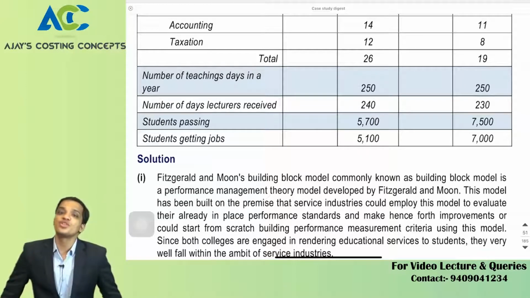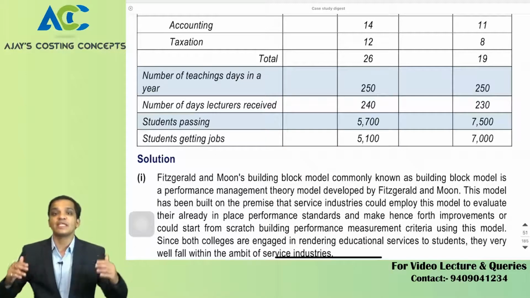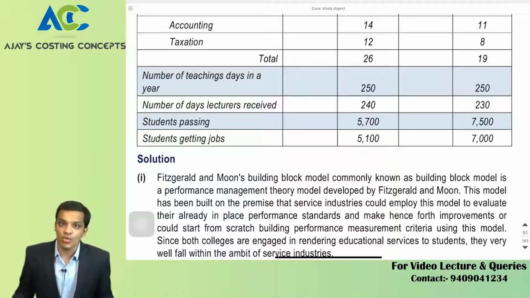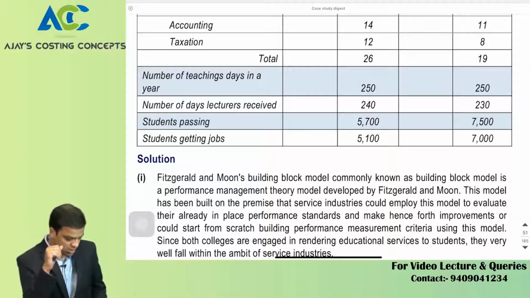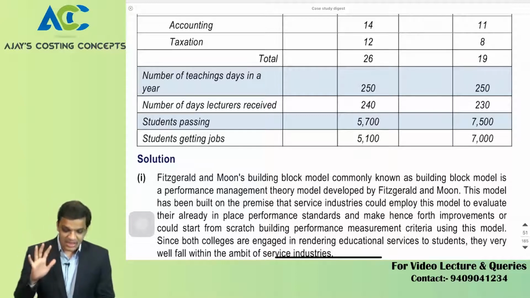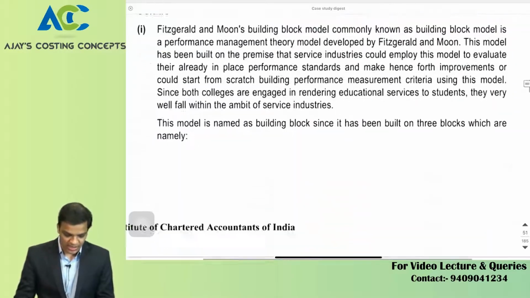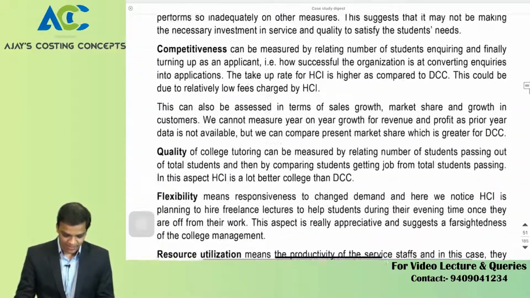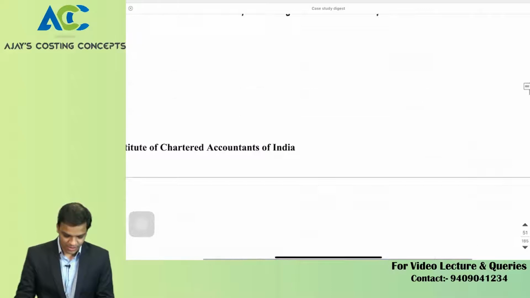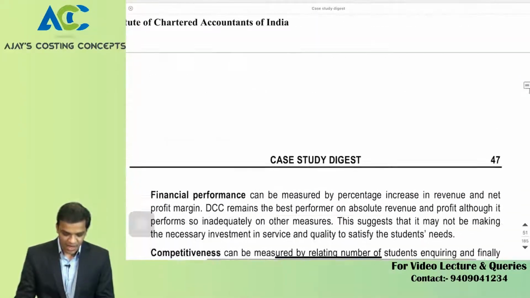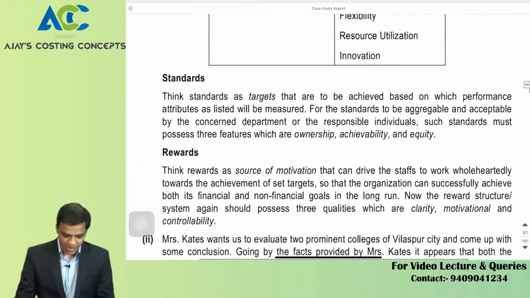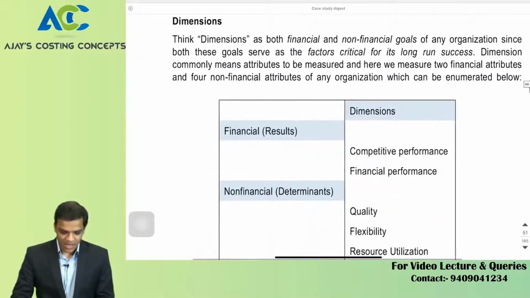Fitzgerald and Moon introduced a building block model, and we have to explain it. Before you read, just go through the solution once and you will understand. The solution is this big, right? And these are the workings that have been done. Now understand, when it comes to the solution, what happens?